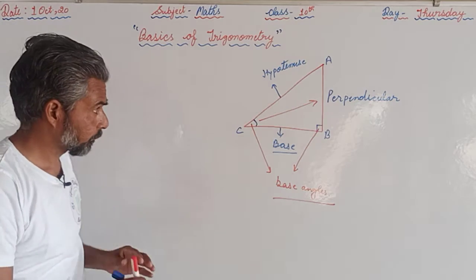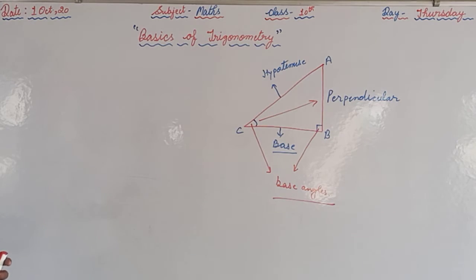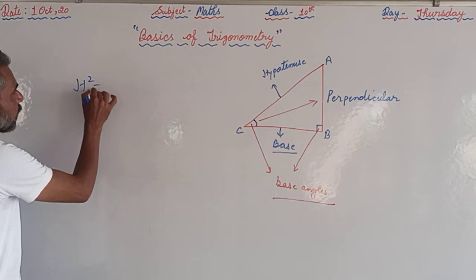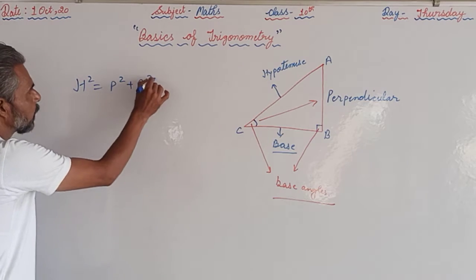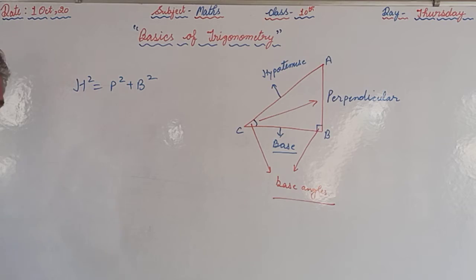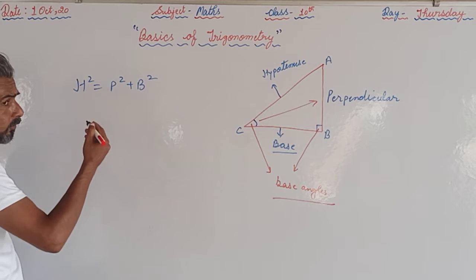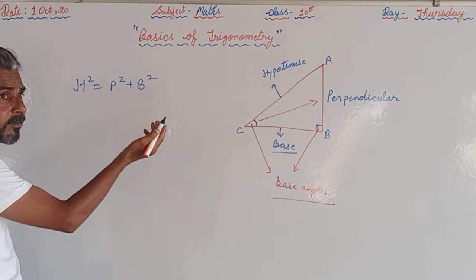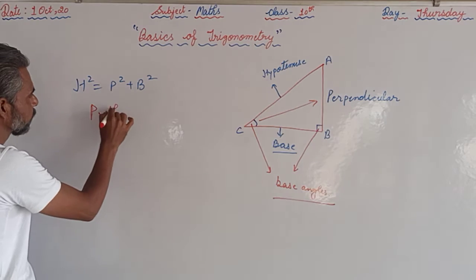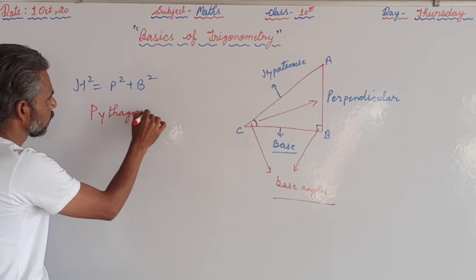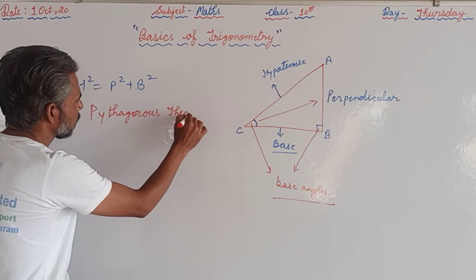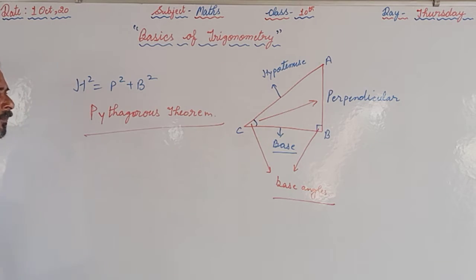Now, in the previous classes we have learned that h square is equal to p square plus b square, means the square of the longest side of a right angle triangle will be equal to the sum of the squares of the remaining two sides. We also know the name of the theorem we are using, that is the Pythagoras theorem. Up till this we have discussed in our previous classes.